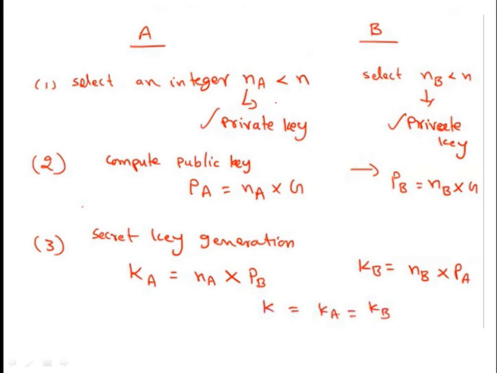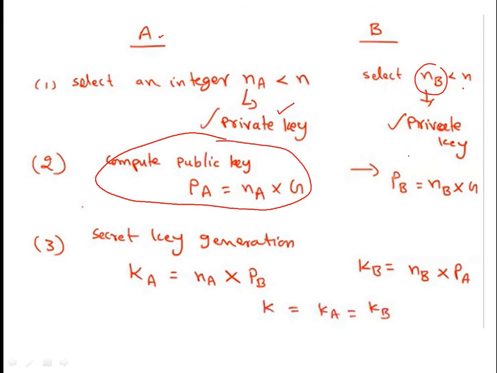What is nA? nA is nothing but the private key of the sender. Similarly, at the receiver side also, we need to select nB which is less than n, where nB is nothing but the private key of the receiver B. After selecting the private keys, we need to compute the public key of sender as well as the public key of receiver by using this formula, PA equal to nA into G. This PA is the public key of A. We calculate it by using the private key of A and the point G, which we have considered on the ellipse.